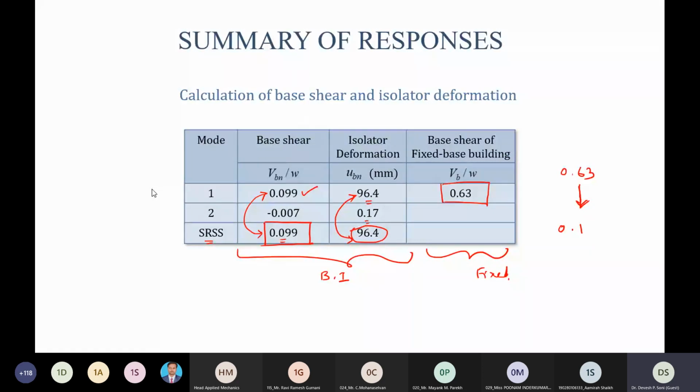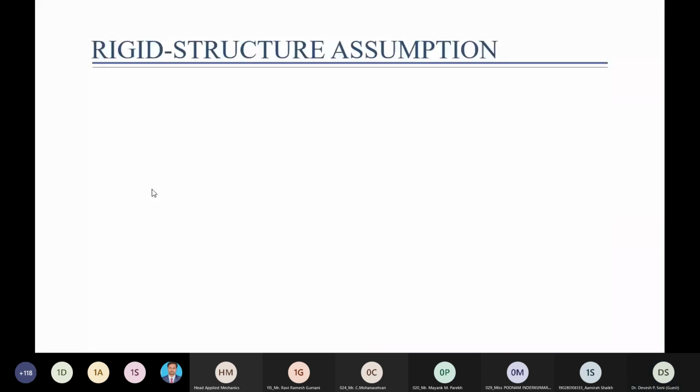So we have ascertained this with the example of a single degree of freedom system. Now, another interesting feature of a base isolated building is this rigid superstructure assumption. While studying the eigenvalue analysis, that is the mode shape, it was shown that during the displacement at the isolation level, the superstructure behaves like a rigid body. So the superstructure can be assumed as a rigid body.